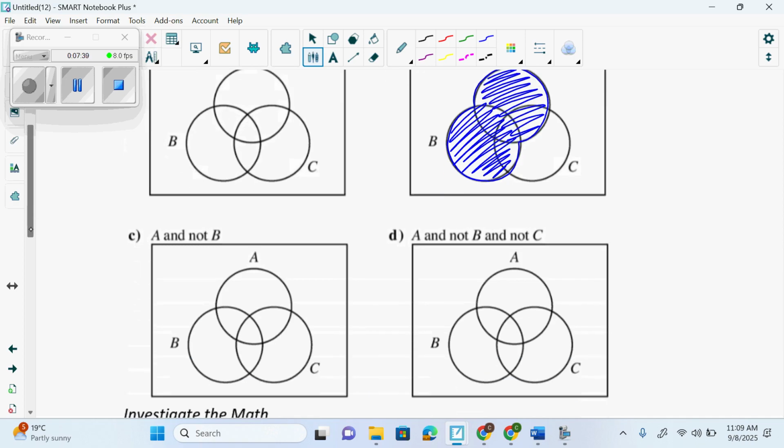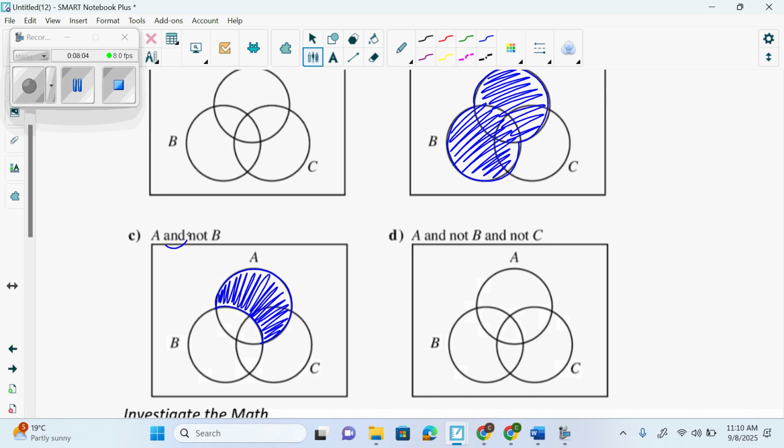So if I look at A, it is this, correct? But then I cut out all the stuff that is B, yes? Because I want A and not B. So it's going to be this part, and I'm going to cut off all of the B part of it. So this is A, but not B.